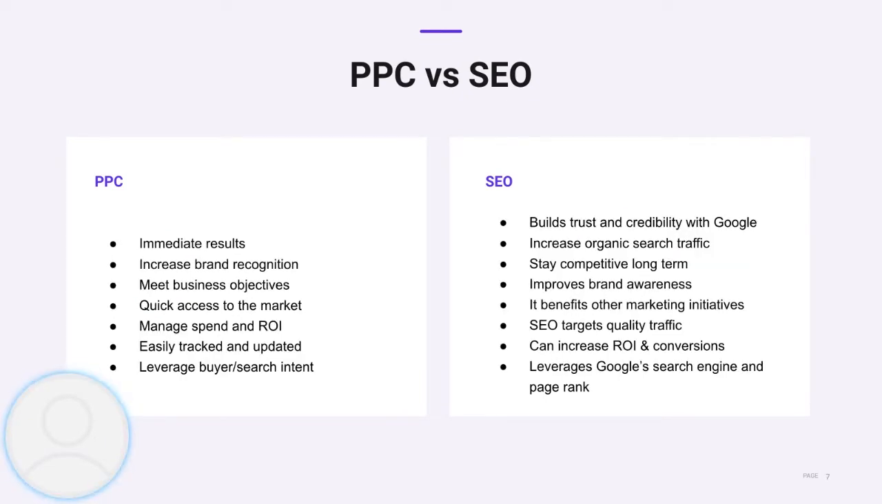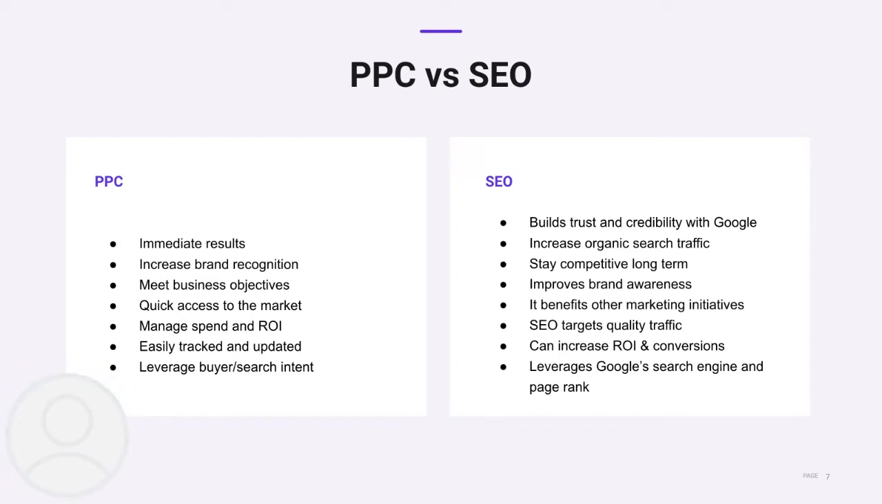Some pros to having both PPC and SEO is that with PPC, you get immediate results, you increase your brand recognition, you meet your business objectives, you have quick access to the market, you manage your spend and ROI, you have easily tracked and updated leads, and you leverage your buyer and search intent.